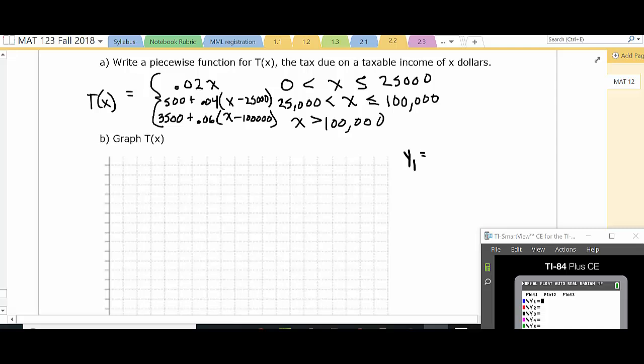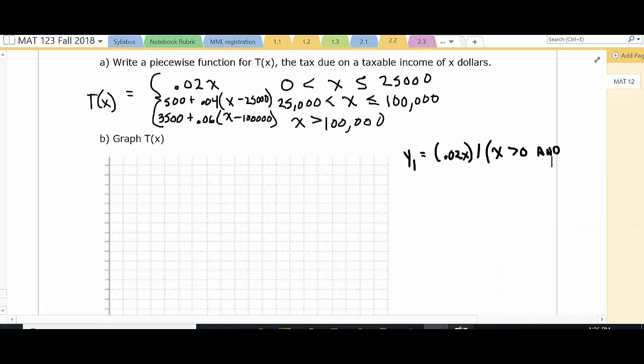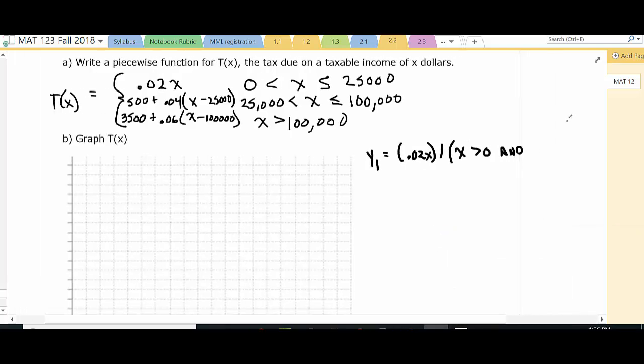The first thing you're going to do in Y1 is put in parentheses 0.02x, then your division symbol. Now, you have to put this in a little bit differently. You have to say x is greater than 0, and there's an "and" that you have on your TI, and I'll explain this in just a minute. I want you to get written down what you do first. Then you say and x is less than or equal to 25,000. Okay, let me explain why you have to do that. First of all, x is bigger than 0.